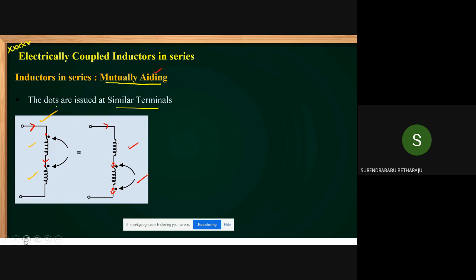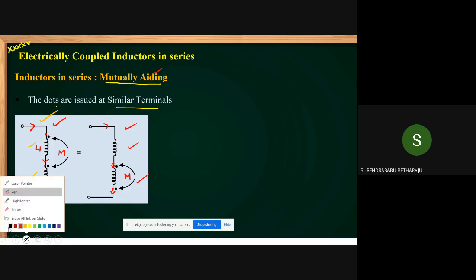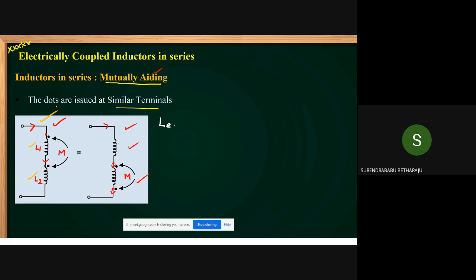Now, in this case, what is the equivalent inductance? Let this be L1 and this be L2. The mutual inductance between the two coils is M, because these two coils are mutually coupled also. These two connections are the same, sir. It is also mutually aiding. Then in this case, what is the L equivalent? I'm not giving the derivation, not required. Yes, friends, what is the L equivalent? In this case, L equivalent equals, very important formula, L1 plus L2 plus 2M.